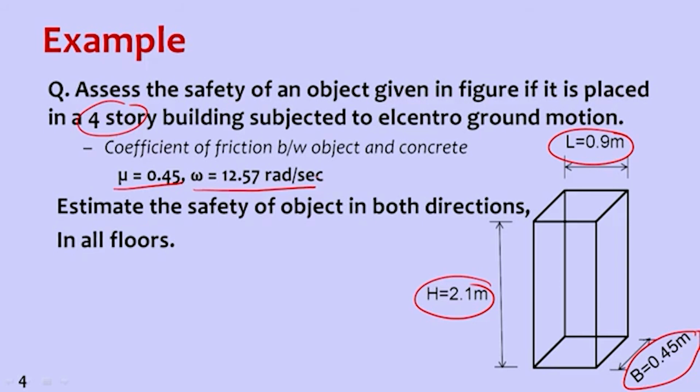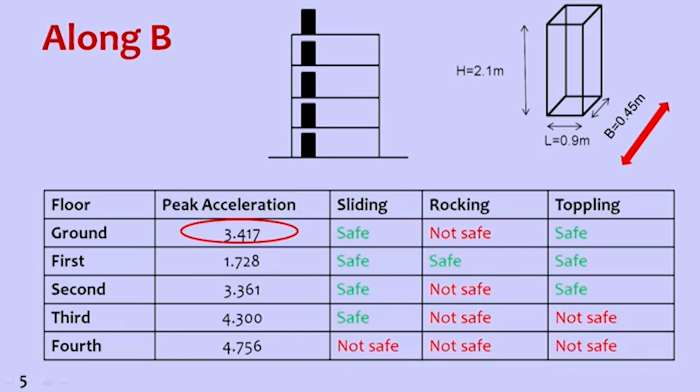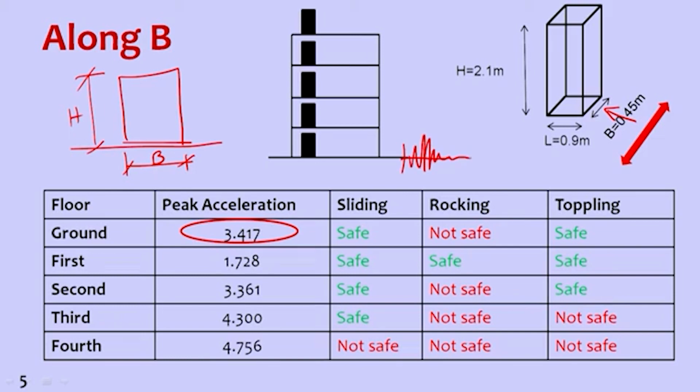With these properties we have to estimate the safety of the object in both directions for all the floors. This problem was already discussed in class, so I will show you only one calculation. When the object is placed along B, this is the B side. Now when the object is placed like this, this is B, this is H, and we have the El Centro earthquake ground motion with PGA of 3.417. We will see the conditions of sliding, rocking, and toppling in successive sessions.